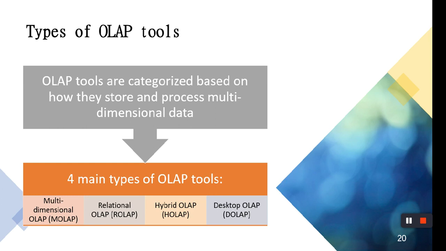Okay, and then the last topic we will discuss under OLAP are the types of OLAP tools. So OLAP tools are categorized based on how they store and process multi-dimensional data. So how they store, the process that we have to undergo in storing data and processing data, as well as accessing or retrieving data.